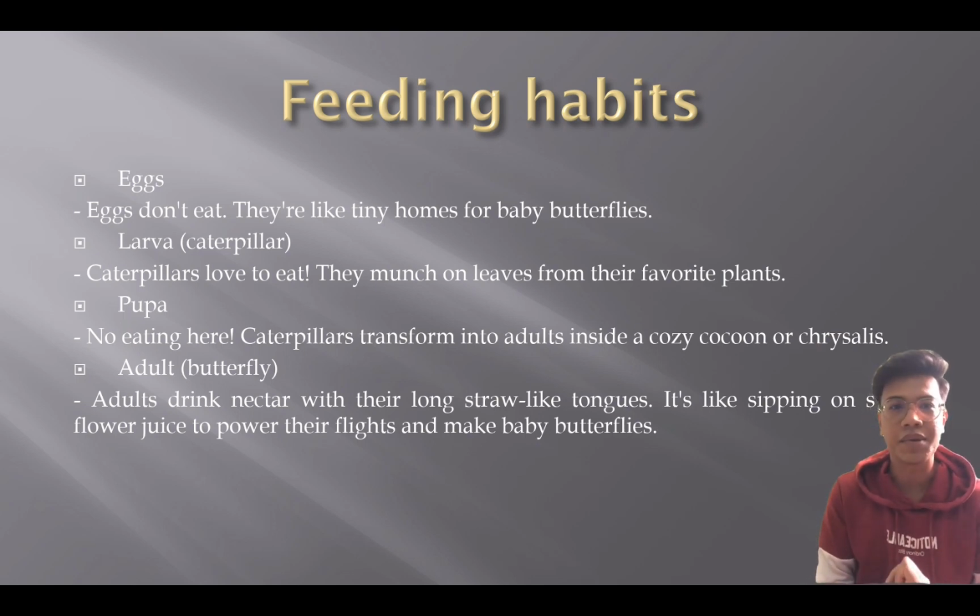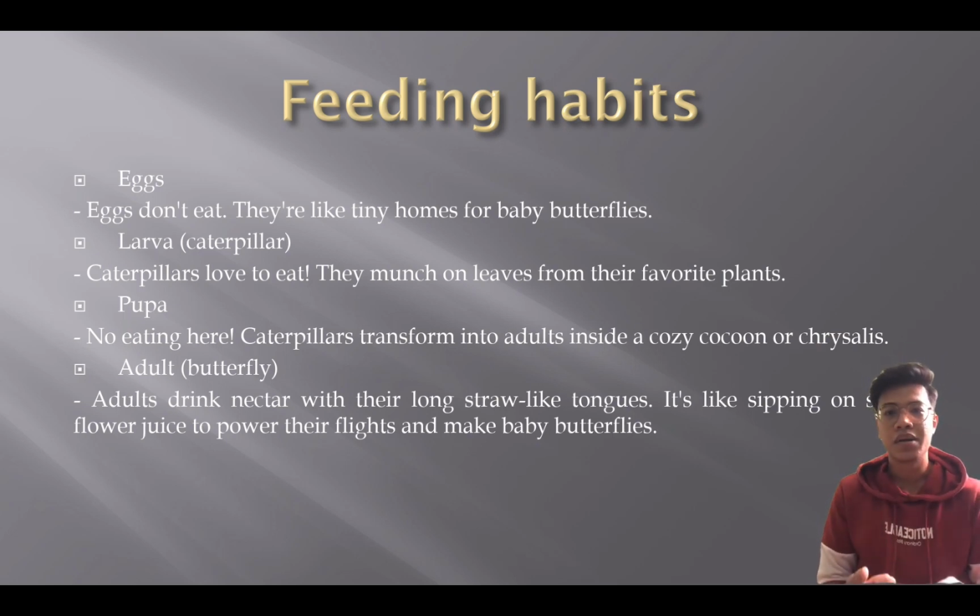When they become caterpillars or larvae, caterpillars love to eat, which is they munch on leaves from their favorite plants. Then they become a pupa. When they become a pupa, they don't eat. Caterpillars transform into adults inside a cozy cocoon or chrysalis.